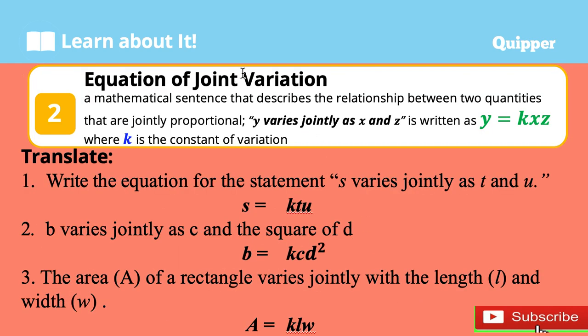Equation of joint variation. It is a mathematical sentence that describes the relationship between quantities that are jointly proportional. The statement y varies jointly as x and z is written as y is equal to kxz, where k is the constant of the variation. Just multiply the constant of the variation and the two independent variables, which are x and z.